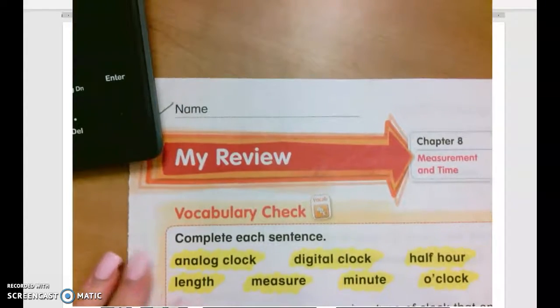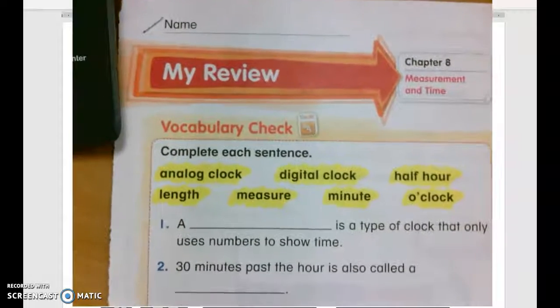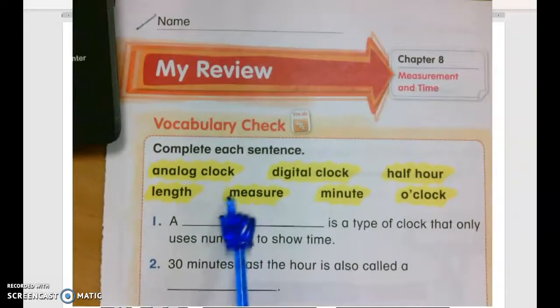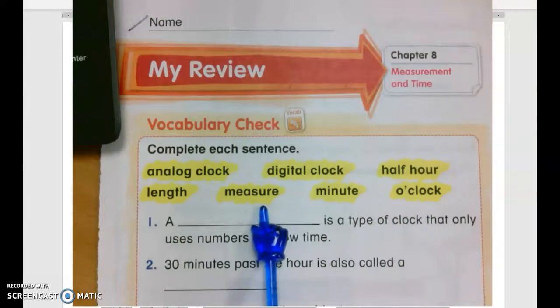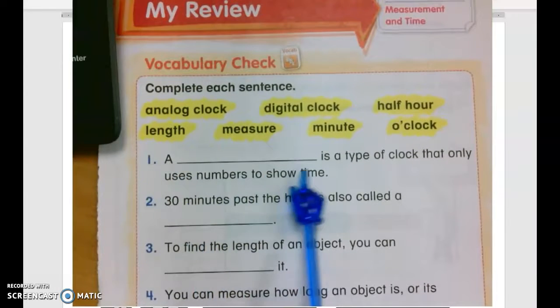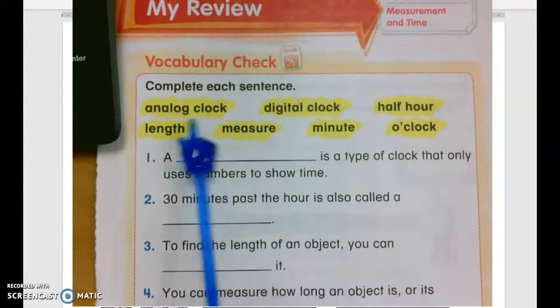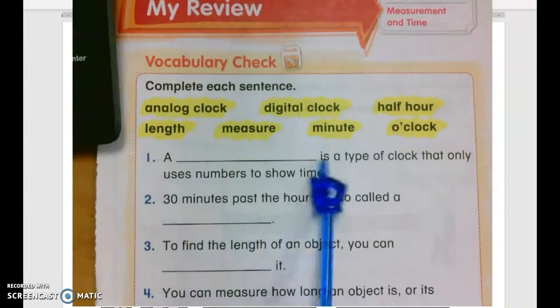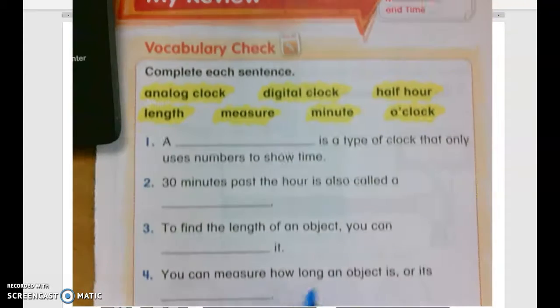So chapter 8, the first thing we're going to do is vocabulary. Complete each sentence. Here we have analog clock, digital clock, half hour, length, measure, minute, and o'clock. It says, a blank is a type of clock that only uses numbers to show time. Please choose one of these and write it on the line. It might be easier if you X out the one that you have chosen.